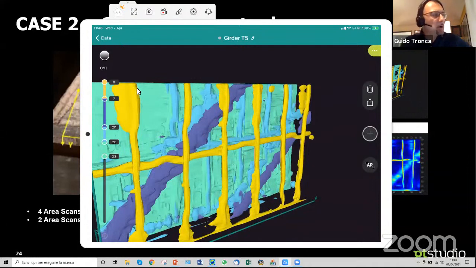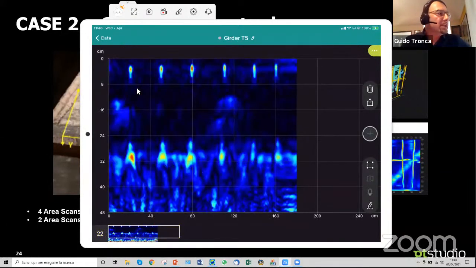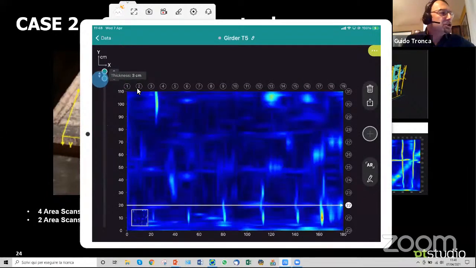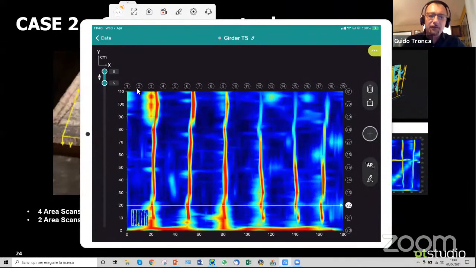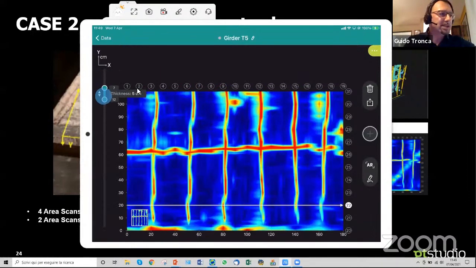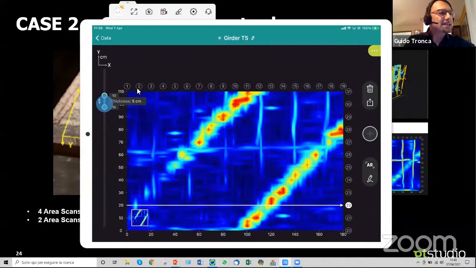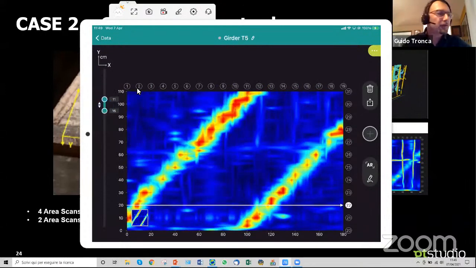But, as much as I love imaging, imaging by itself is at risk of missing information if not confirmed by raw data. So this is the first example where I'll be pointing out: let's use imaging, 3D, 2D slicing for having a first idea of what we see. But in case of doubt, always go back to the raw data.